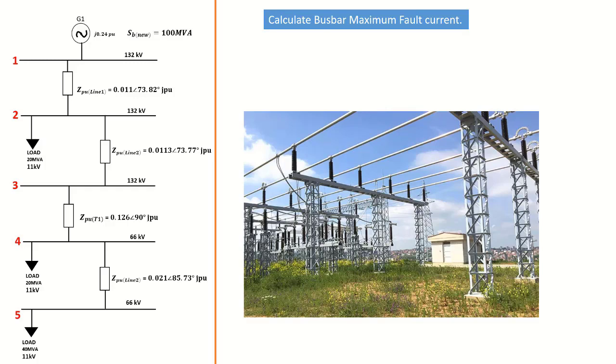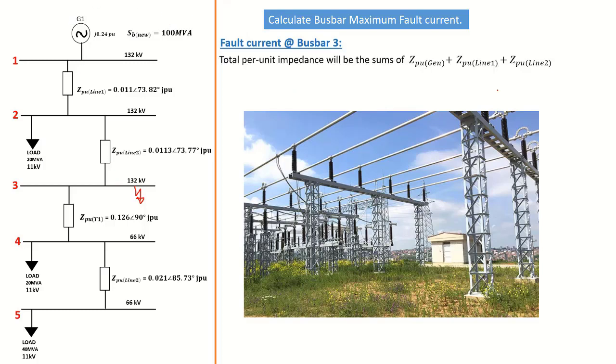So let's get right into it. What will be the maximum short circuit current at busbar 3? We've already seen from the previous tutorial that we need to add all the per unit impedance from the generator to line 1 and line 2 in order to get what the current will be on busbar 3, as the current will take this particular path.